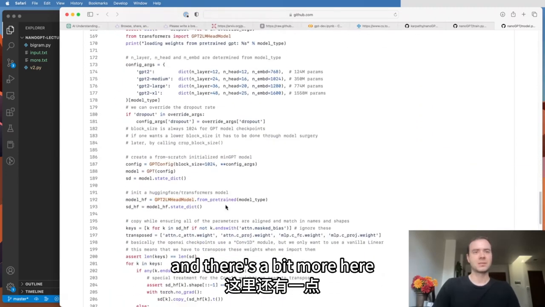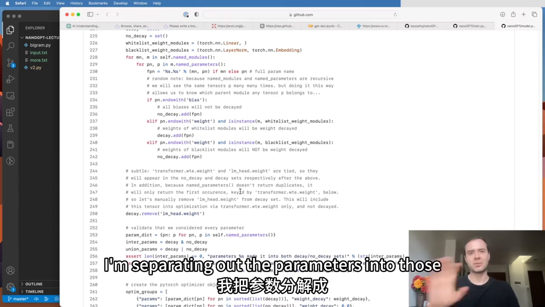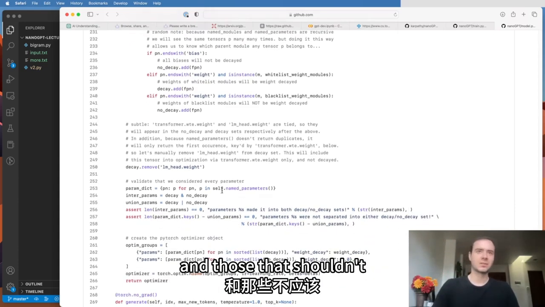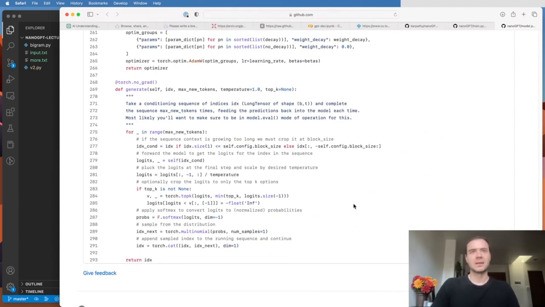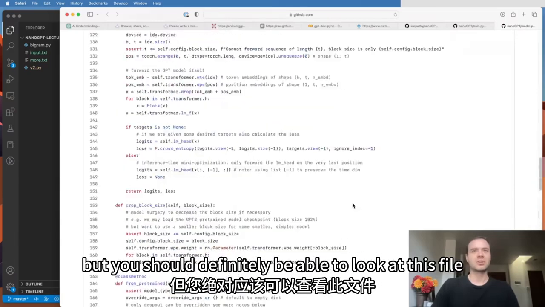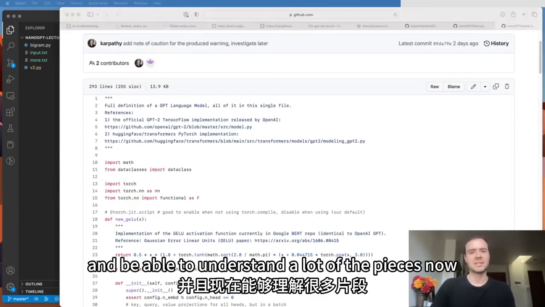And there's a bit more here because I'm loading checkpoints and stuff like that. I'm separating out the parameters into those that should be weight decayed and those that shouldn't. But the generate function should also be very, very similar. So a few details are different, but you should definitely be able to look at this file and be able to understand a lot of the pieces now.